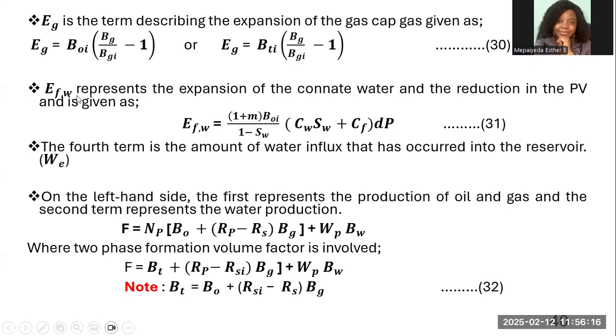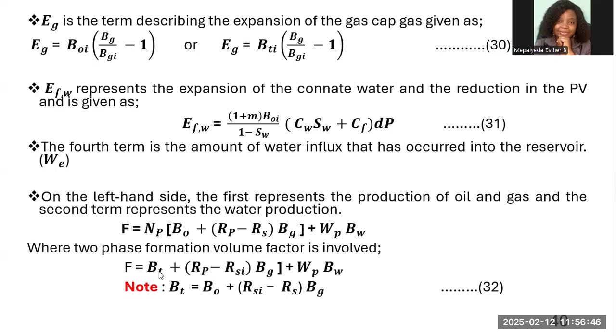Okay, then your EFW represents the expansion of the connate water and the reduction in the pore volume. That's your EFW. You have this already, and I'm sure you understand what this is now. And then you have your WE, which is your water influx. And don't forget on your left-hand side, which is your HEF. You are familiar with this now.